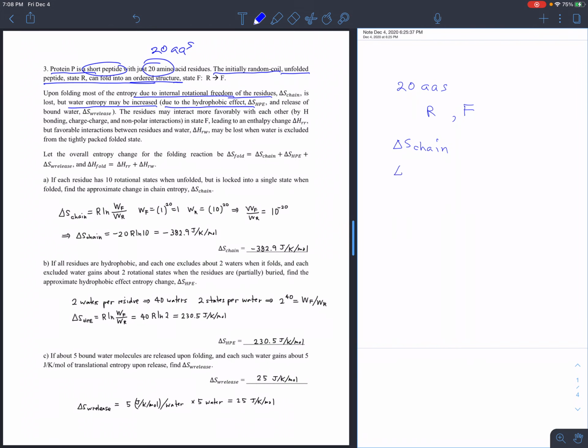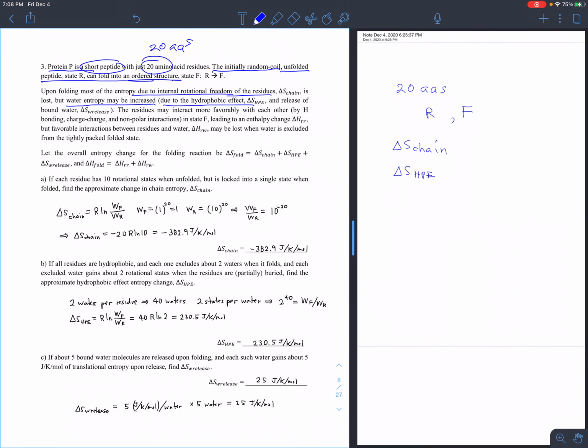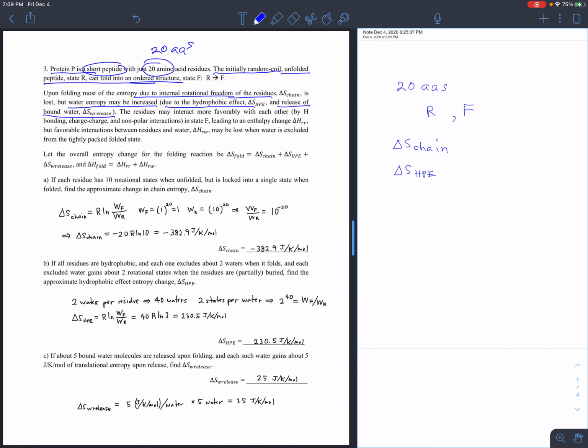So there's another contribution to delta S, which we'll call HPE here, due to the fact that once it's unfolded, the water comes in contact with hydrophobic residues, which reduces the water entropy, right? That's the hydrophobic effect. And also release of bound water. So when it folds, it sequesters the hydrophobic residues away from water and also possibly releases some water. So we'll call that R release, actually. Water release is what I called it down below, so let's stick with that. So those are the three contributions to delta S.